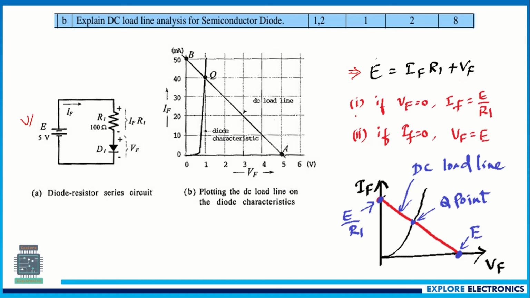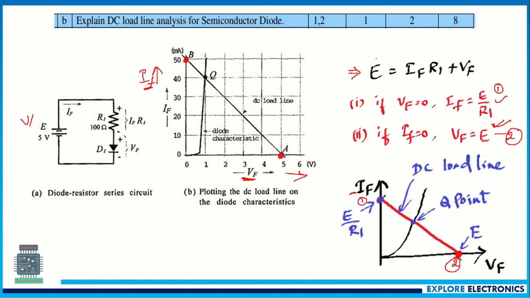Here we need to consider the two extreme cases. Suppose Vf is equal to 0. In the x-axis we have taken forward voltage, in the y-axis we have taken forward current. So we need to take two extreme cases: once if Vf is equal to 0, and once if If is equal to 0, then we are going to get two expressions. These two expressions give point A and point B. The expression for Vf is equal to E. This second expression is the point over here, and this first expression is the point over here.